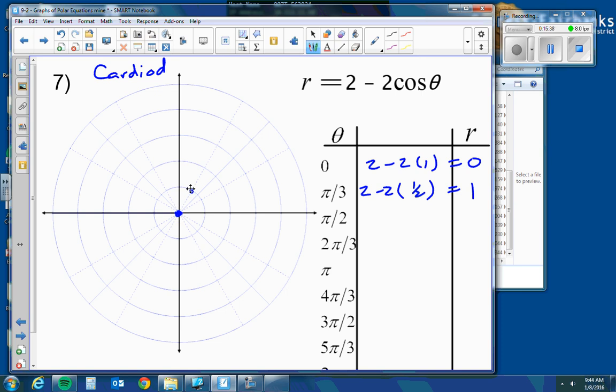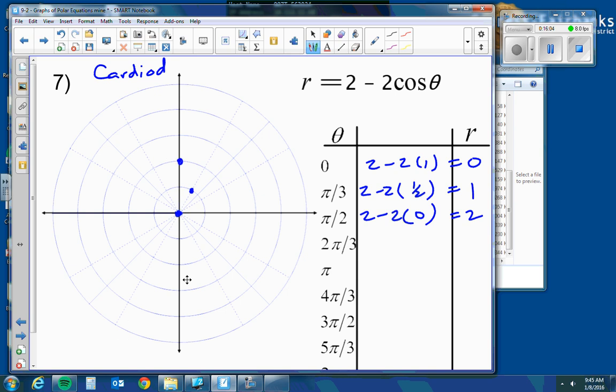Now plug in pi over 2. What is cosine of pi over 2? On the unit circle, cosine of pi over 2 is 0. And so you get 2, and the distance being 0, 2 minus 0 is 2. So when you go north, you go out 2.